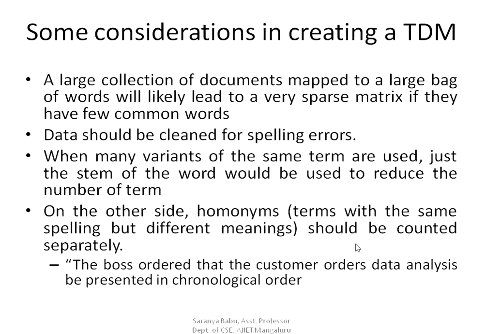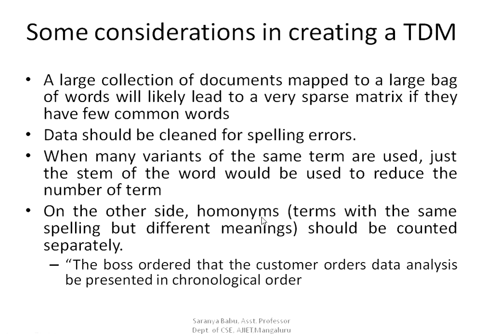Now, what is this customer orders? The order data. And what should be presented in chronological order? What is the meaning of order that time? The way of arranging. So, three different meanings for the same term. This order is different, this order is different, this order is different. Understood? So if that is the case, you have to count them separately, because they are different. Chronological order is a different term from customer order.